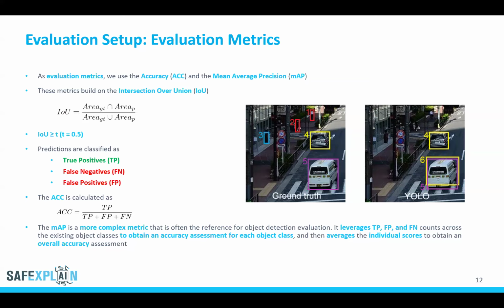Then using these metrics, we can classify the predictions as true positives, which is basically a correct detection, right? That YOLO detected an object. A false negative is an object that YOLO did not detect. And a false positive is something that YOLO detected that doesn't make sense, that doesn't exist in reality. Then the ACC is calculated as the number of true positives over the sum of true positives, false positives, and false negatives. And the mAP is quite a more complex metric that I will not go into detail, but basically it leverages discounts to obtain a single metric for each class. And then it averages these individual class scores to obtain a final accuracy metric.